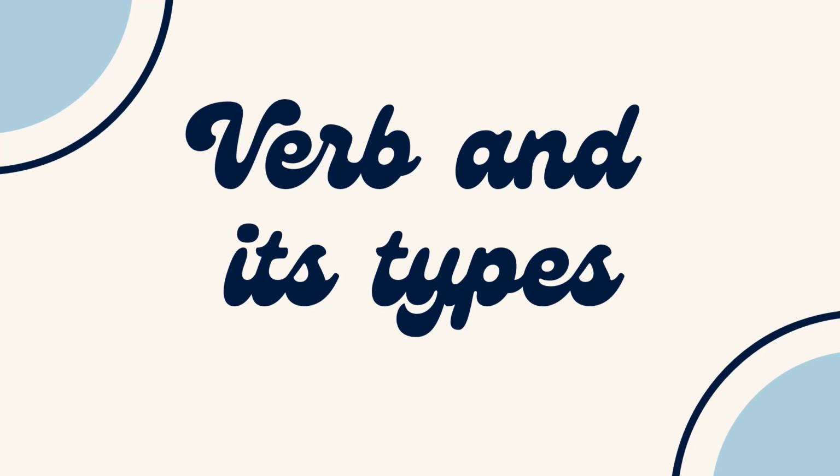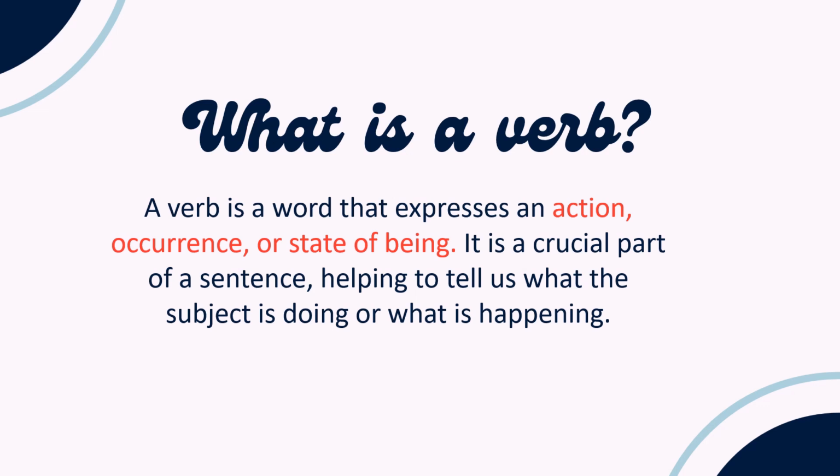Today we are going to discuss verbs and their types. So first, we will understand what a verb is. A verb is a word which is used to express an action, occurrence or state of being. It is a very crucial part of a sentence. And what does it indicate? It indicates action, occurrence or state of being.